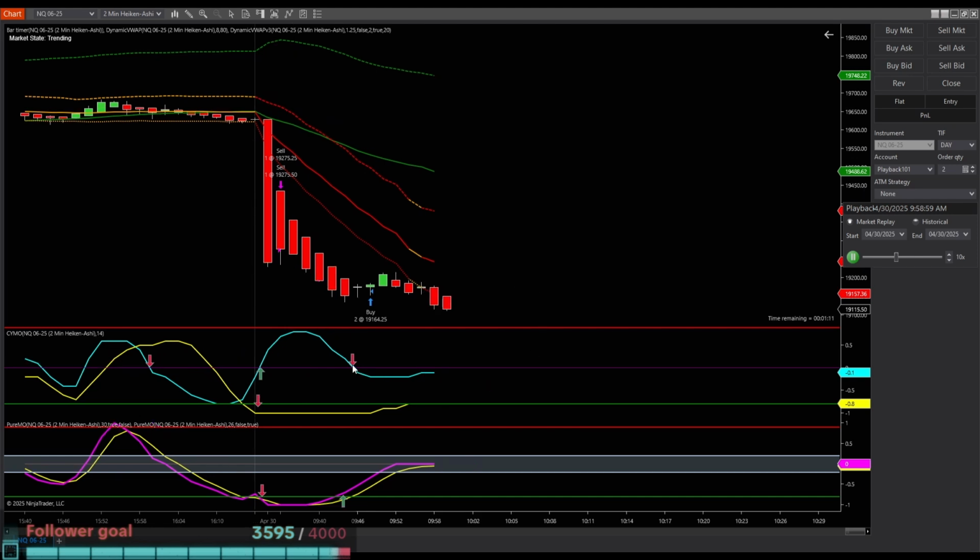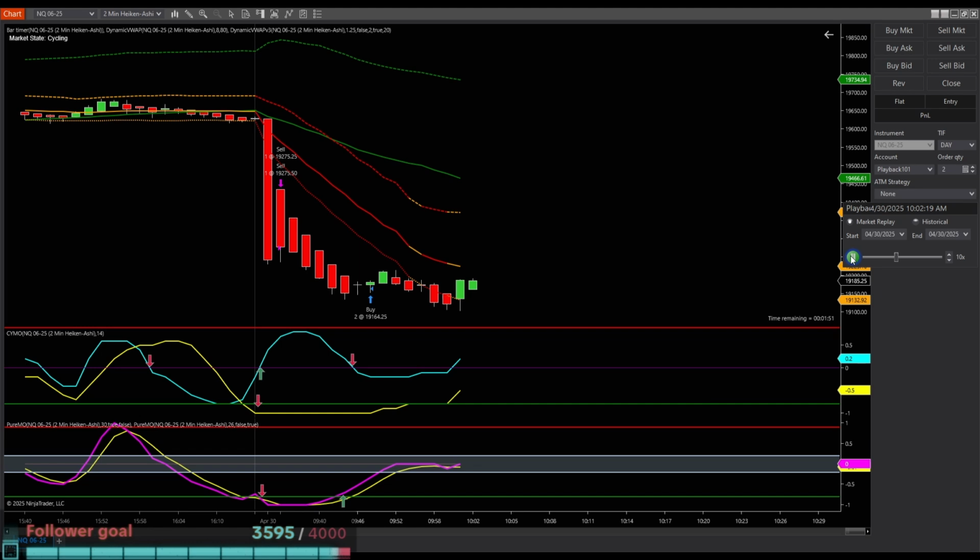And this is cycle number 2 right here, and cycle number 2 has not yet crossed above the 0 line. We are still in trend mode right here to the downside, and price still has not closed inside the box right here. So let's see what happens.